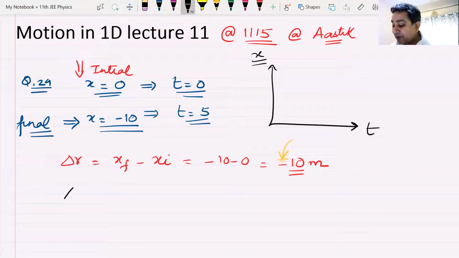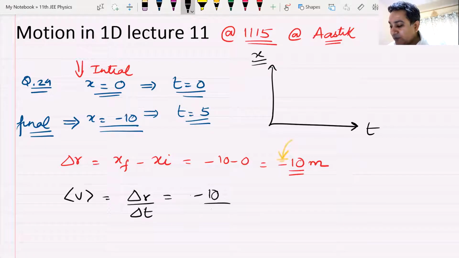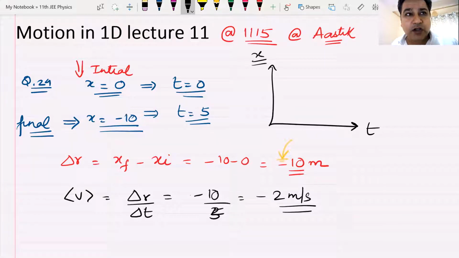I have to find V average. V average is total displacement divided by total time. Total displacement is minus 10. Total time is 5 seconds. So my answer is minus 2 meters per second. That is my final answer.